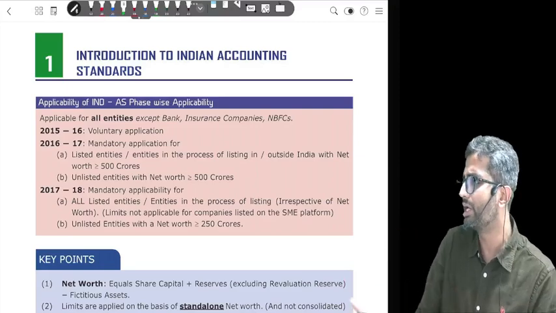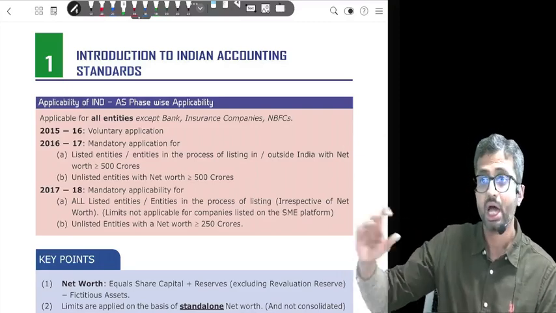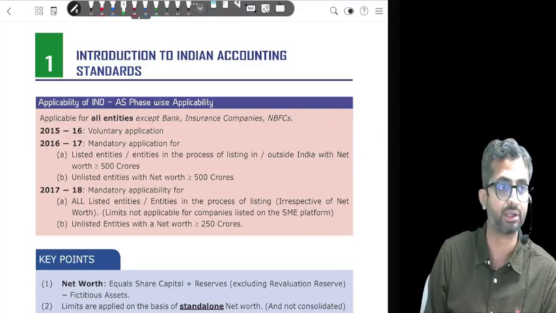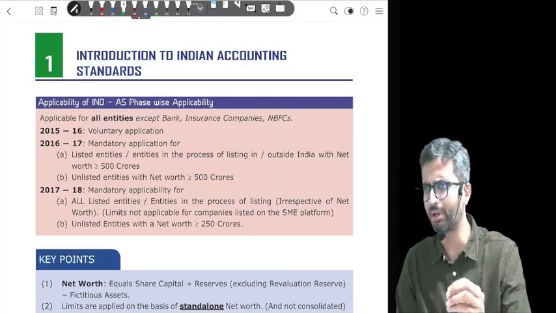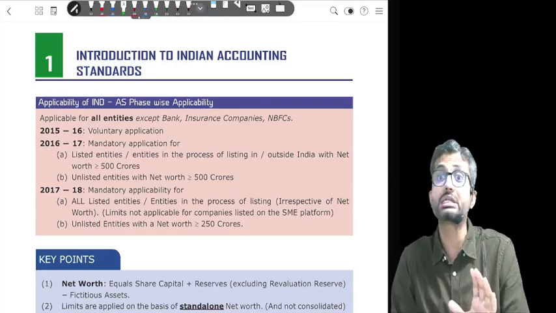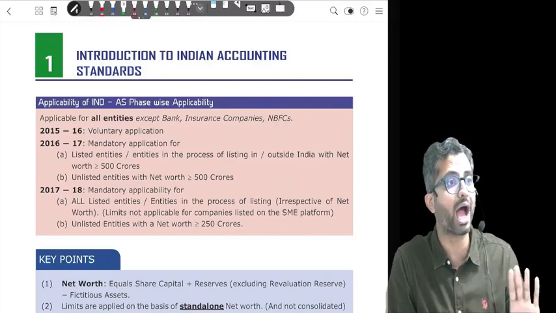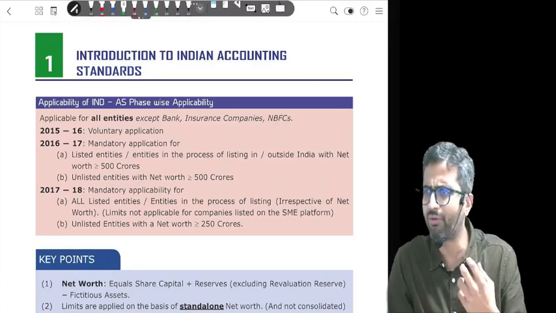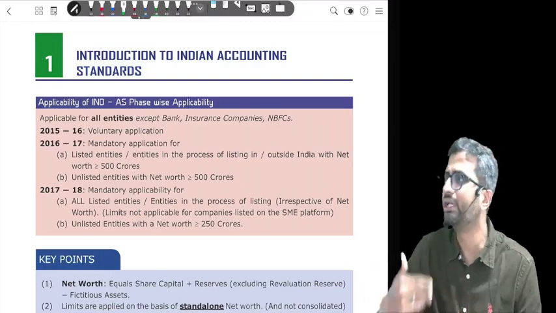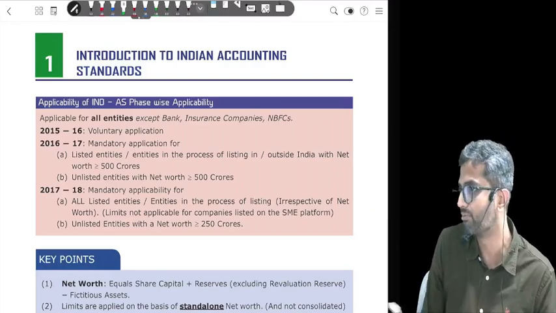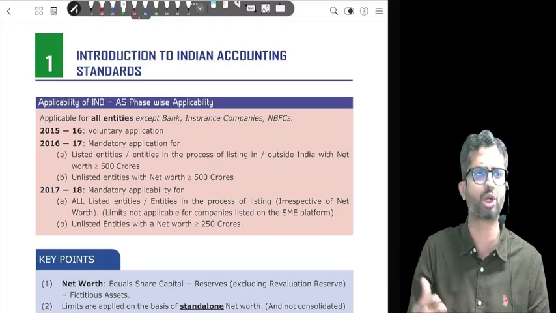According to you, Ind AS is applicable to which companies? The bigger ones or the smaller ones? Bigger ones would apply Ind AS. The smaller ones will still continue to go as per AS only. Now, why do I need to move to Ind AS in the first place? Why do we even need Ind AS? What was wrong with AS?